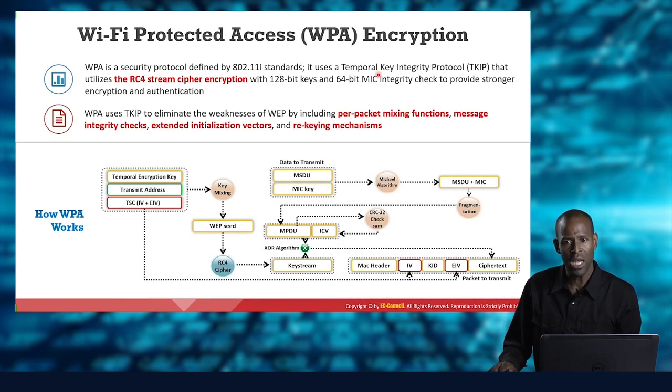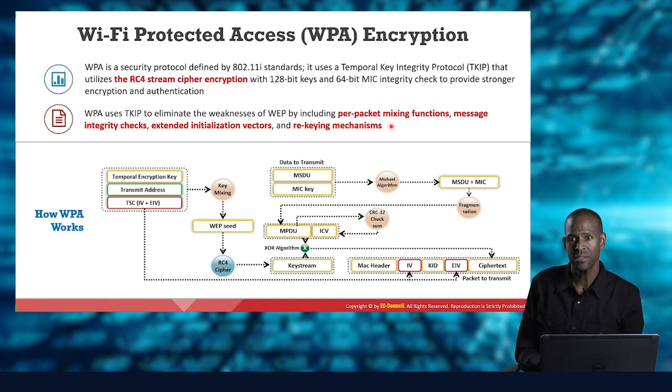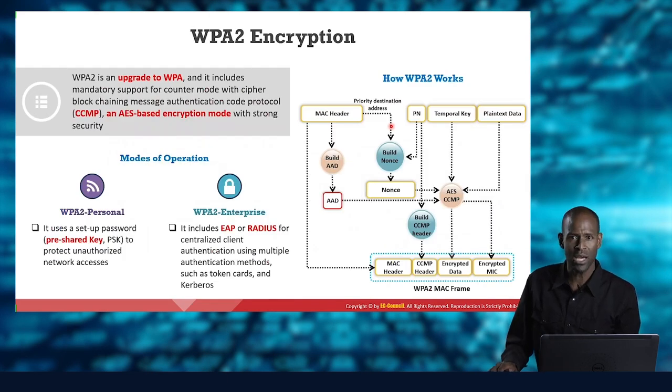WPA came along, it's better. It implemented RC4 properly. It uses that Temporal Key Integrity Protocol, 120-bit, 64-bit MIC integrity check. Much better with integrity checks, extended vectors, and rekeying mechanisms so that they didn't stay around for attackers. But one of the problems with WPA is it didn't use AES, so it wasn't available for government and military networks in the United States. But along came WPA2, like I was talking about before.